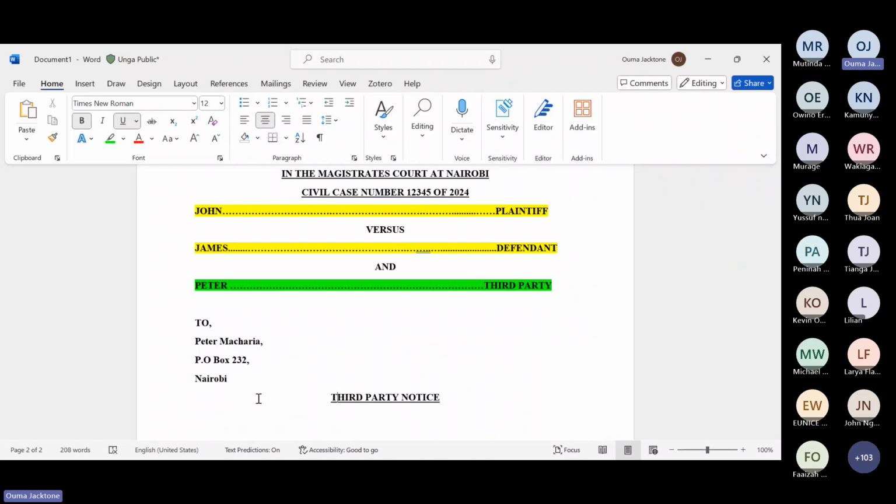Guys, isn't it simple? Drafting a third-party notice is simple. So try, and I will send you a template, but I want you to draft it in your own words. If you're coming from Mount Kenya, draft it in Kikuyu. If you're coming from Narok, in Maasai language. Coming from Western Kenya, in Luhya.